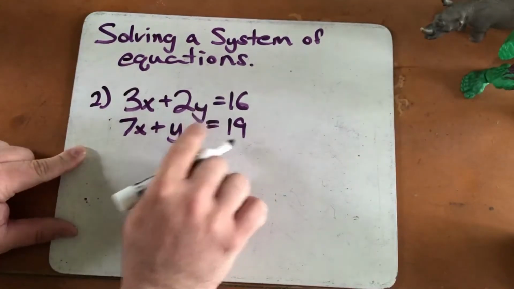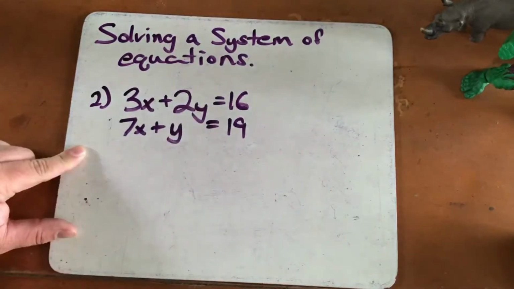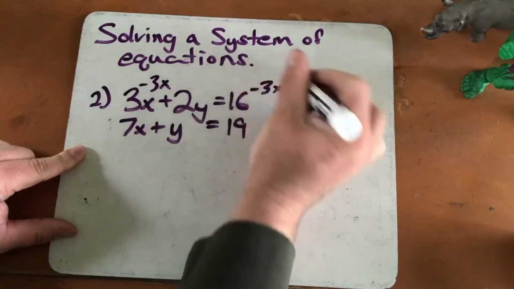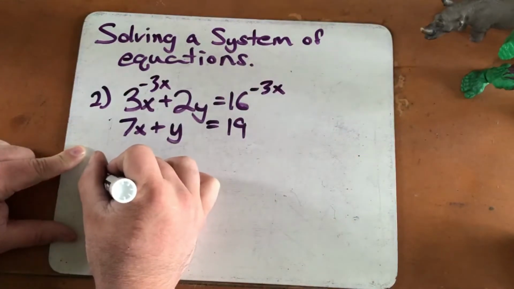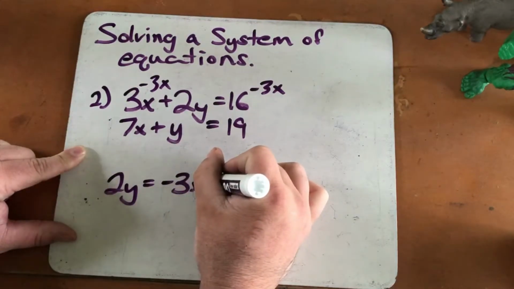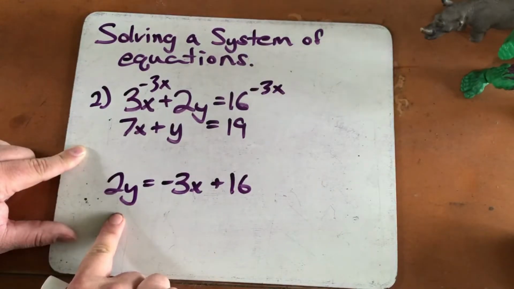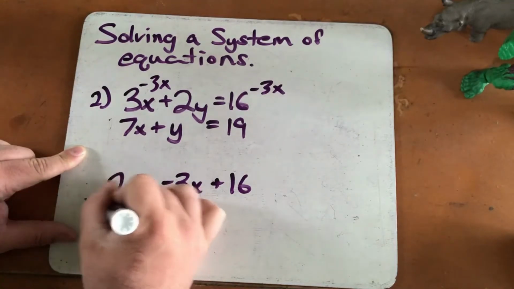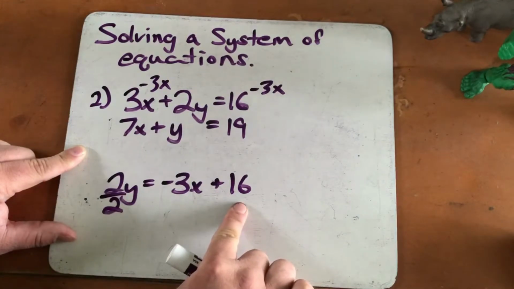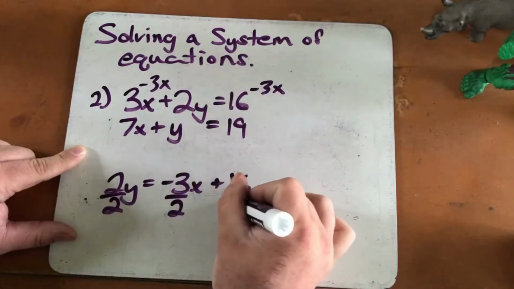I need to get y by itself, which means this 3x needs to go from the left side to the right side, and then I have to get rid of that 2. So I'm going to subtract 3x from both sides. Now I have 2y equals negative 3x plus 16. Notice the y isn't by itself yet, so I'm going to divide by 2. If I divide the left side by 2, I'm going to divide both of these terms by 2. And so that gives me negative 3 over 2 and then 16 divided by 2.